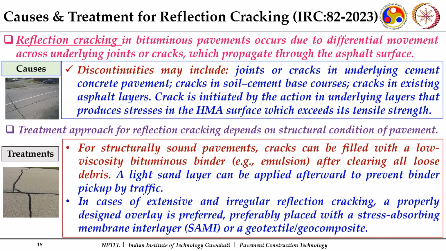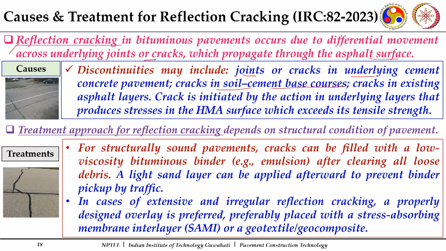Now, the other part of cracking is the common one that we call reflection cracking, because the cracks get reflected from the underlying layers to the top surface course. So, underlying joints or cracks propagate through the asphalt courses, the HMA overlays. If there are certain discontinuities in the existing pavement and we go for an overlay, specifically a thin overlay, then those discontinuities, joints or cracks get reflected on the overlay also. Joints or cracks in an underlying cement concrete pavement, if overlaid by HMA, can propagate to this top surface.